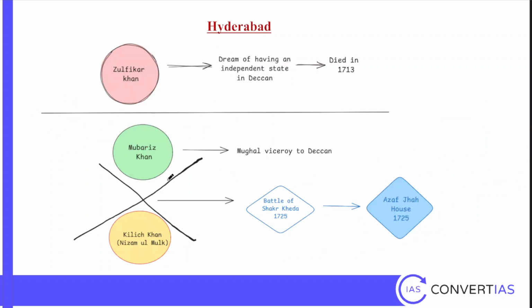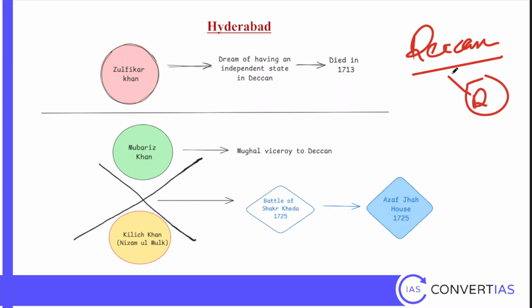Moving to Hyderabad. Now, Hyderabad or the Deccan is always an ambition for people in Delhi, that means the Mughal emperor. Aurangzeb had a long conquest of the Deccan, which was unsuccessful. Now, this person, Zulfikar Khan, a powerful noble, also had a dream of having an independent state in the Deccan. But he couldn't fulfill that. He died in 1713. So that ambition came to an end.